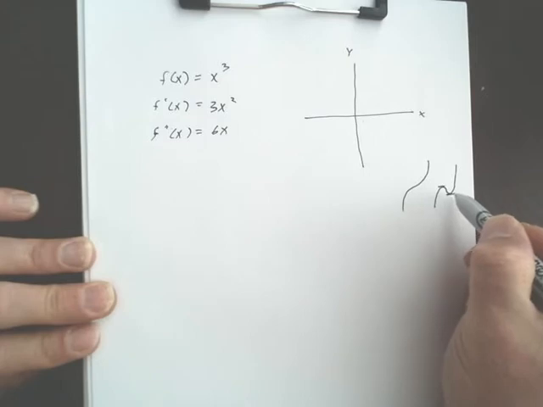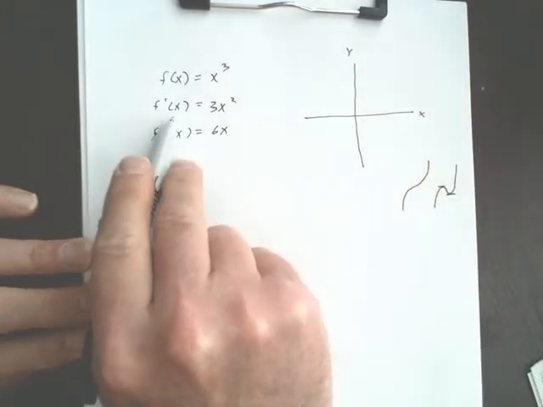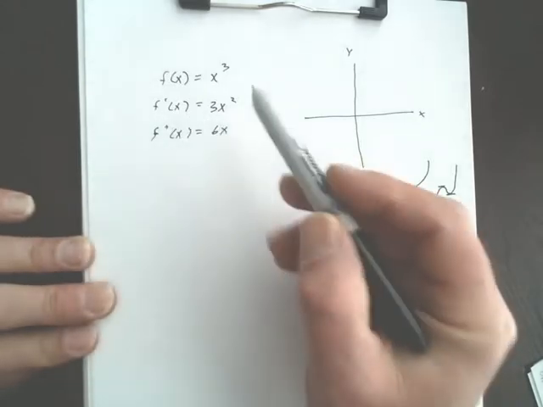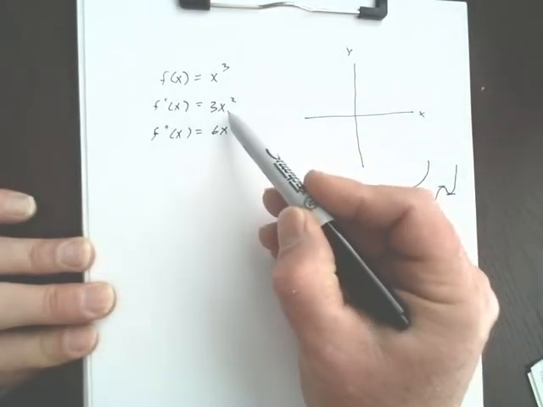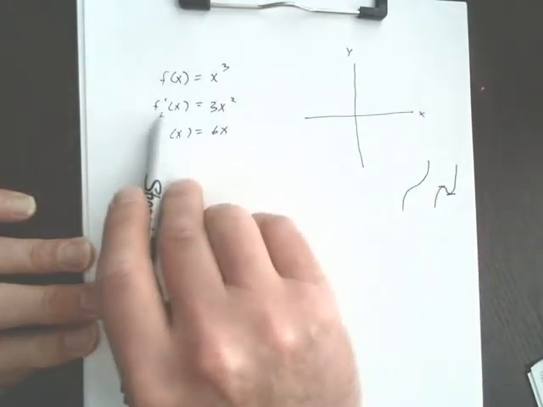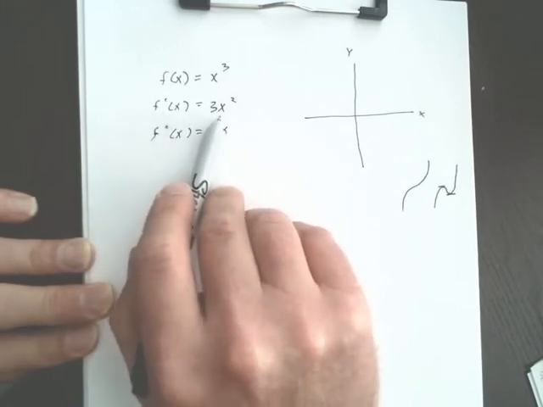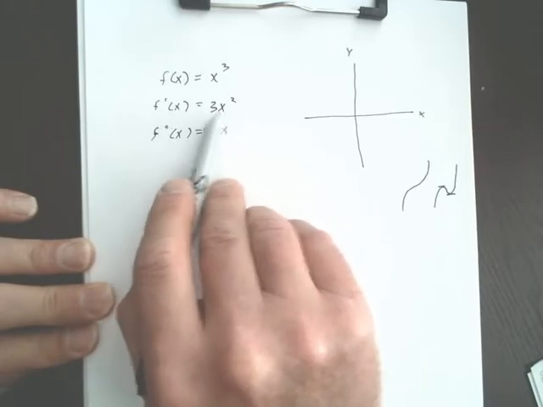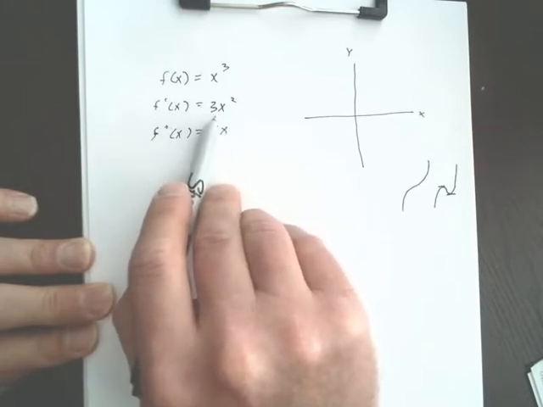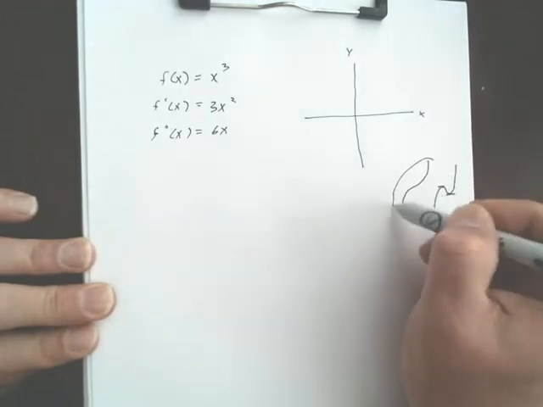Do we get that with our first derivative? Do we get that dynamic? No. Why? Because this is x squared. So this slope is telling us that for all x, regardless of whether x is negative or x is positive, for all x, the slope will always be positive. Now, what does that mean? That means this function is going to look like this.